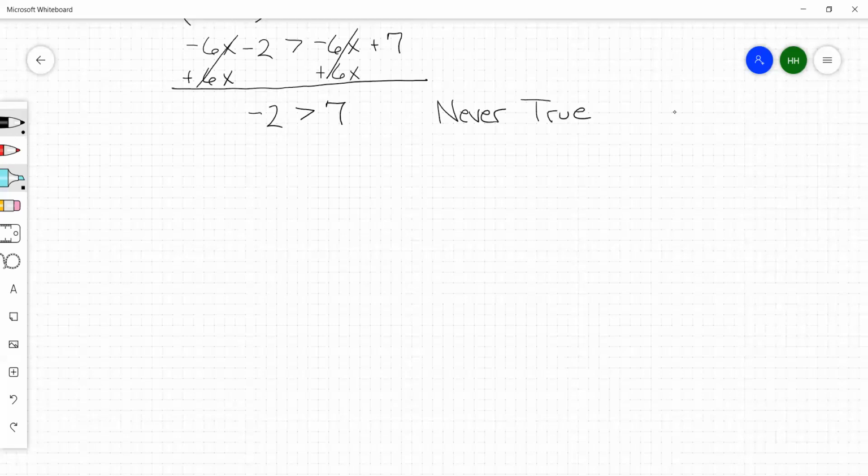Let's look at one like 4 times 2x minus 3 is less than 8 times x plus 1.